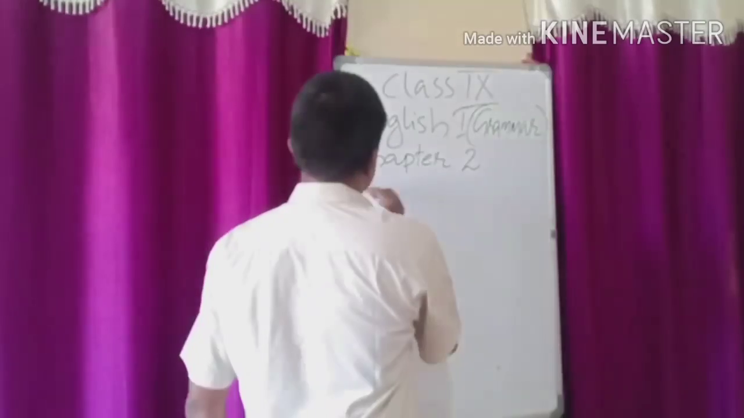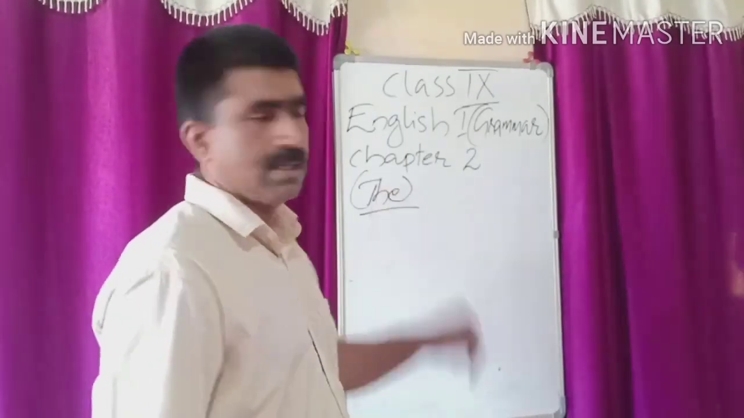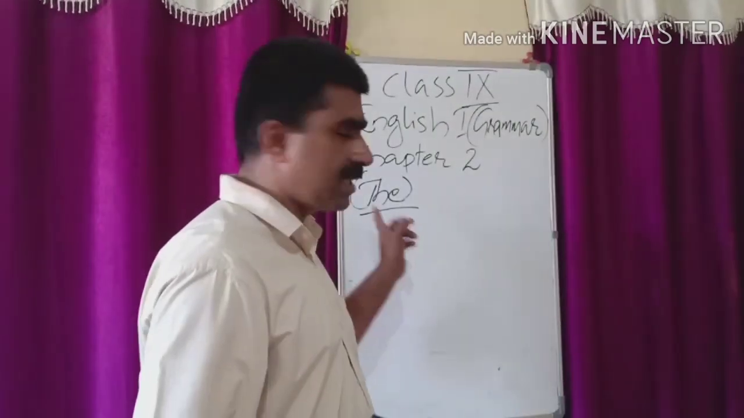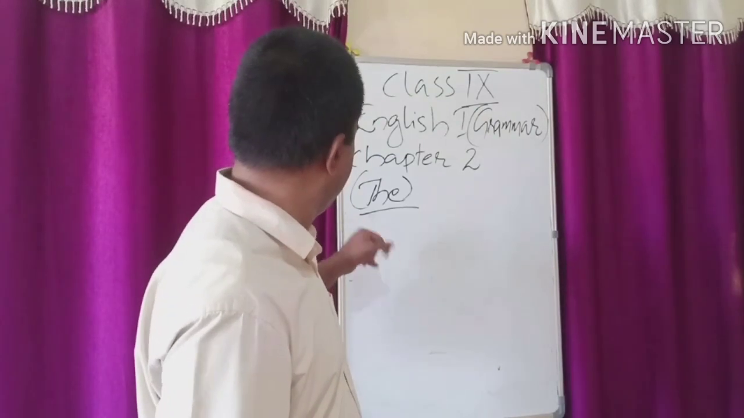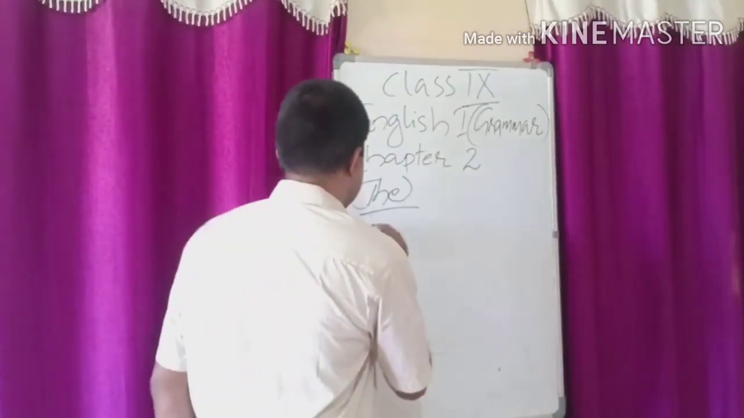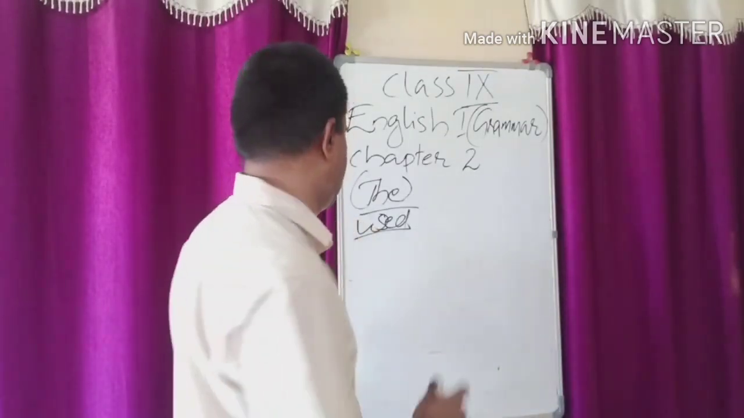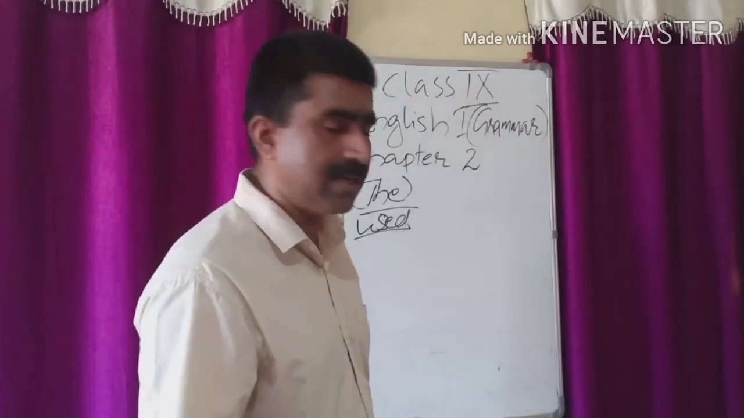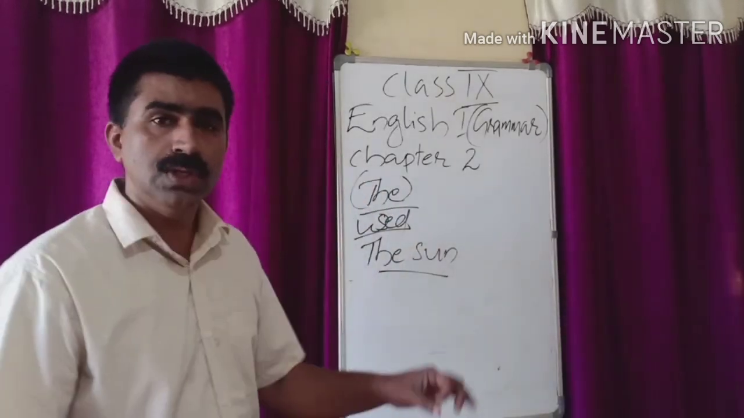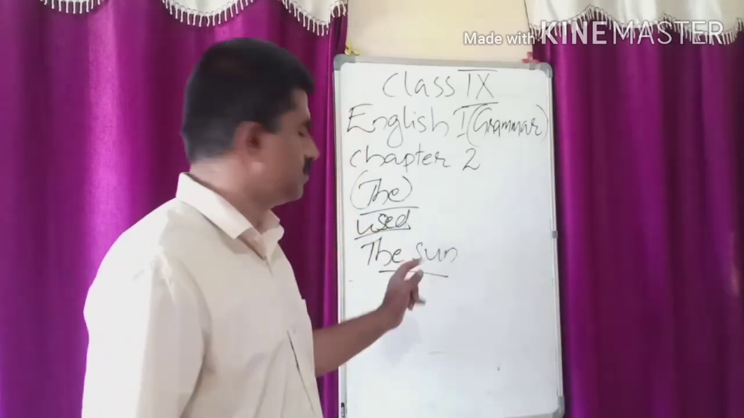Definite article, that is the. Where do we use the definite article the? We use it when we mention any particular person or place. It is also used when there is only one in number. For example, the sun rises in the east. This sun is only one in the universe. So when we want to refer to the only one, then we can use the definite article.